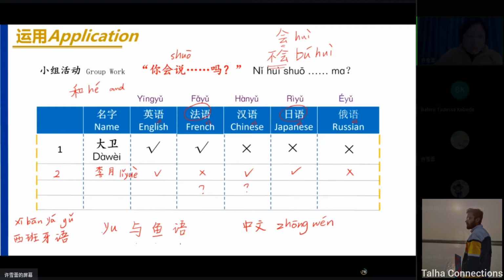Spanish is also used by some other countries other than Spain, right? If the language is Spanish, that's 西班牙语. For example, English is also used by the United States and Australia. So that's still 英语, right? Let me see. I don't quite get to that language. Maybe we may discuss it later. All right. Yeah, these are quite common: 英语、法语、汉语、日语. You may often hear these terms.